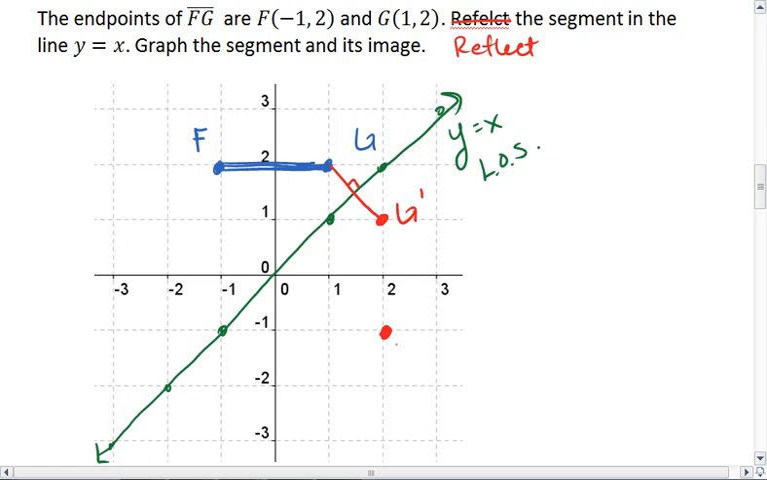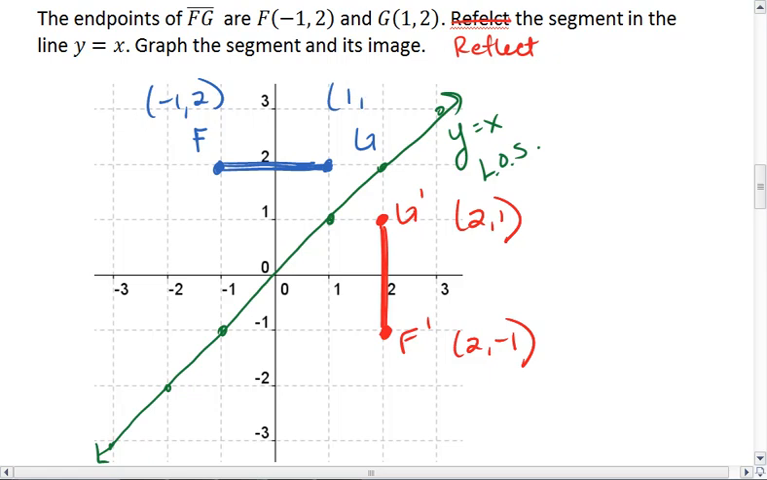We get G prime and F prime. And there are our new points. G prime is now 2, 1. F prime is now 2, -1, where originally F was -1, 2, and G was 1, 2.